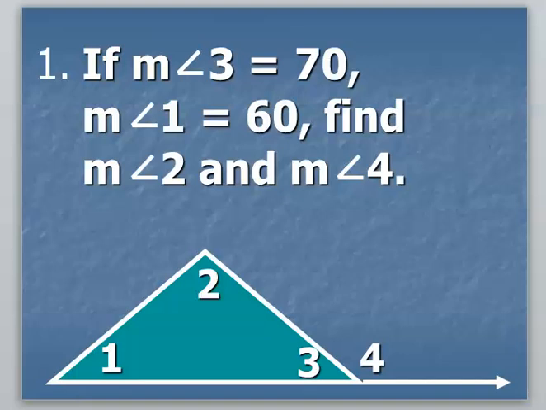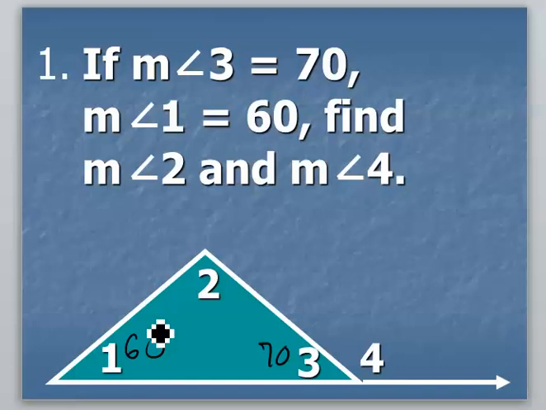So we're going to look at some pictures and see if we can fill in some missing angles. And again, we'll use this one picture multiple times. So you can draw this once and then list these examples below. So for this picture, draw it once, and then number 1 says the measure of angle 3 is 70. The measure of angle 1 is 60. We're going to find the measure of angle 2 and the measure of angle 4.